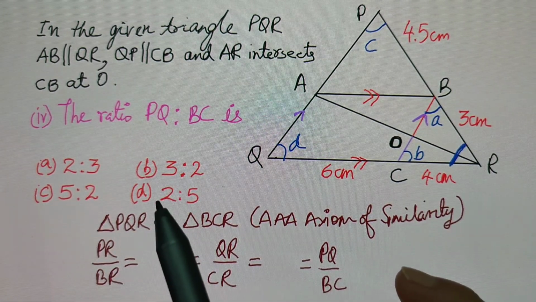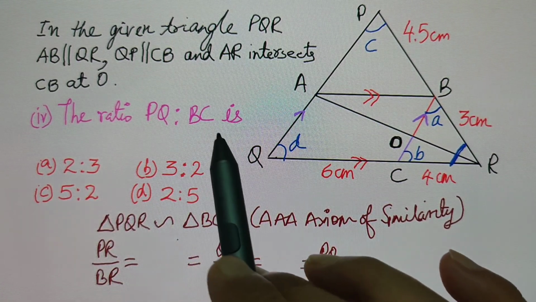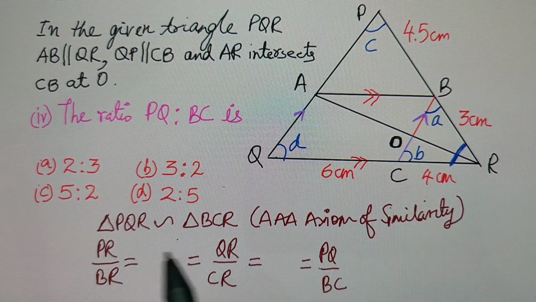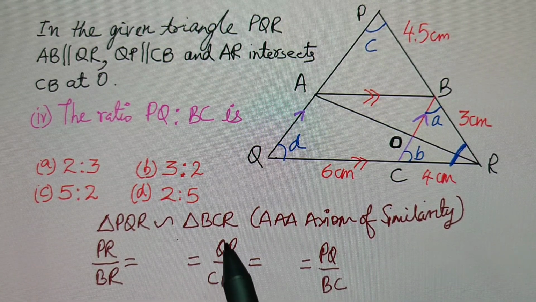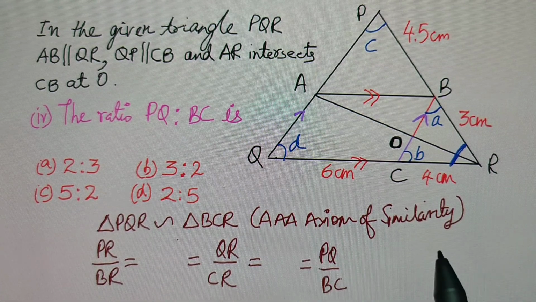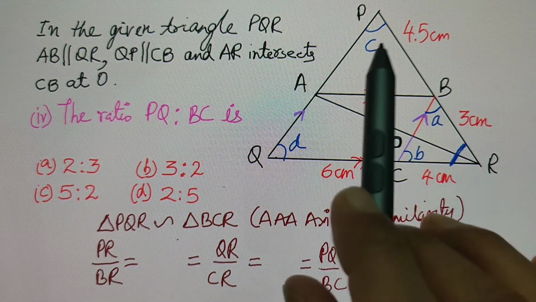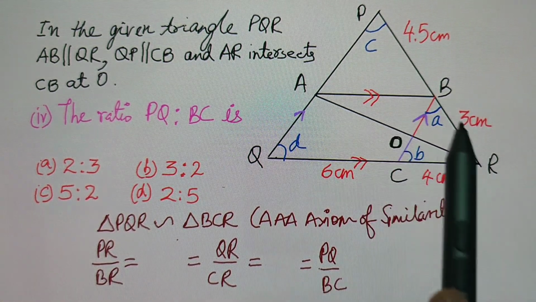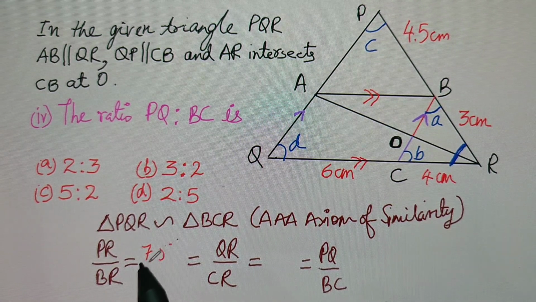Now we are into the last part of the question where we have to find the ratio of PQ to BC. We have already shown triangle PQR similar to triangle BCR by angle axiom of similarity. And we know that if two triangles are similar, then their corresponding sides are proportional. So we've got PR. The value of PR is 4.5 plus 3, which is 7.5 cm.